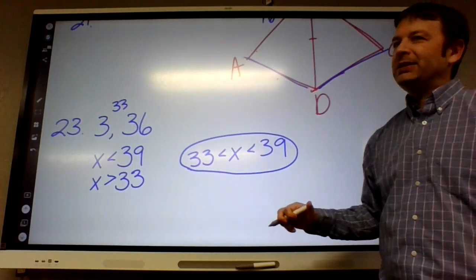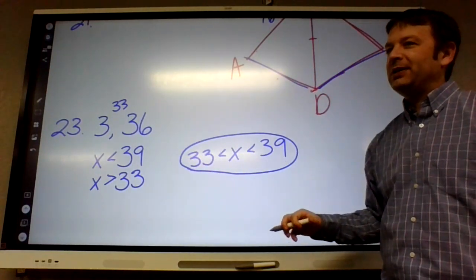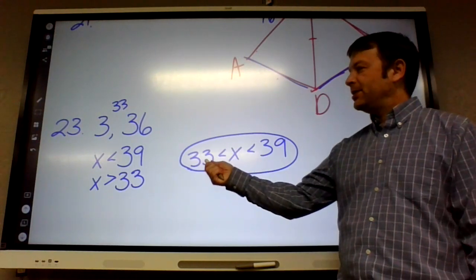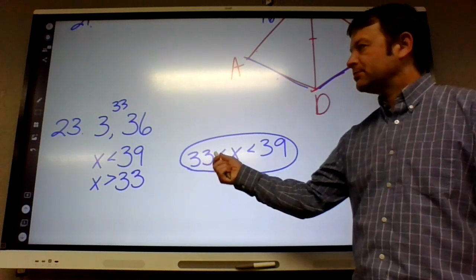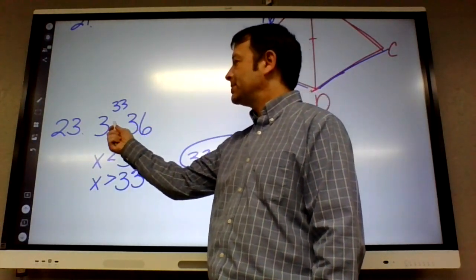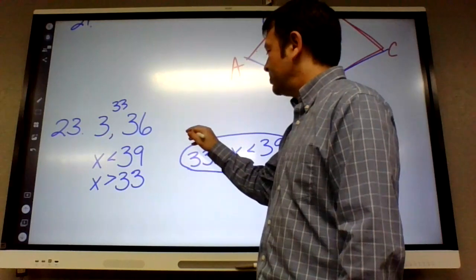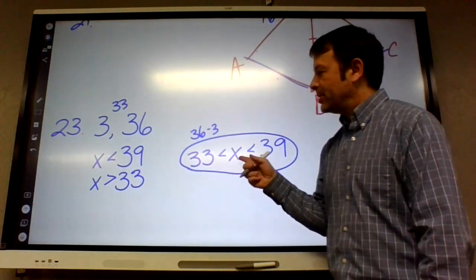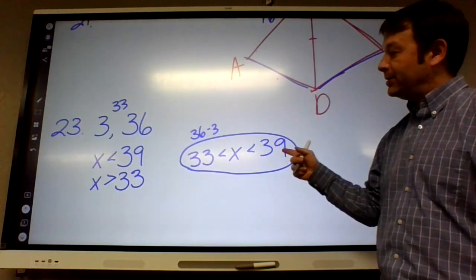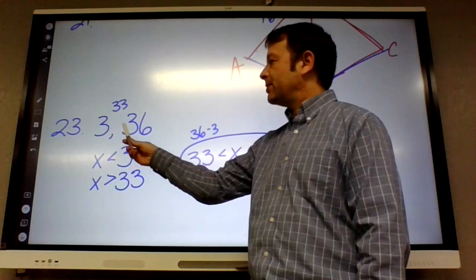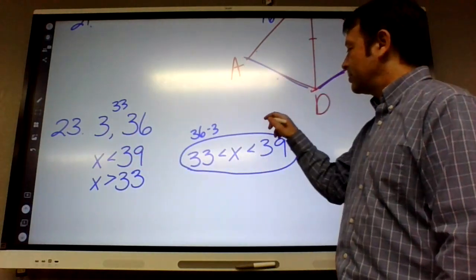Now, let's see if we can find a pattern. Where did this 33 come from? Well, basically 33 is the difference between the big and the small one, and that kind of tells us X has to be bigger than that. How about the 39? 39 is like the sum of these two, and X has to be smaller than that.